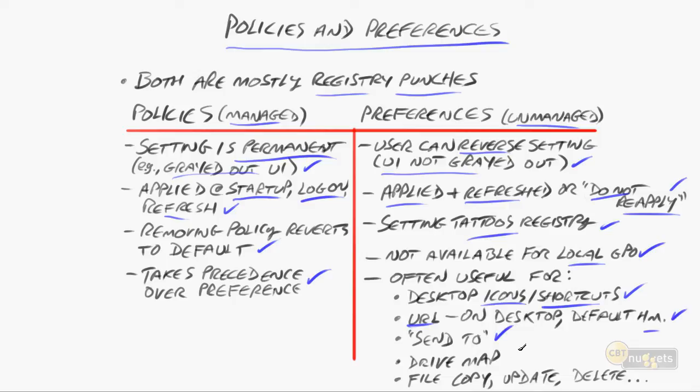But you know how there's normally a menu item where you right-click on it and it gives you a send to. You can do it for drive mappings. You can copy files. Maybe there's a file on the file server. You can use this to copy that file over to the client computers. You can also update the files if there's a change to them, or if you no longer need the file on the client side, you could then delete that file.